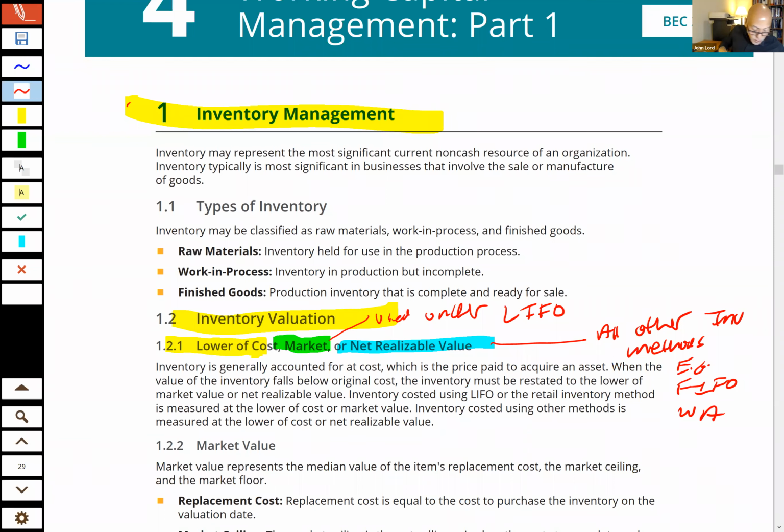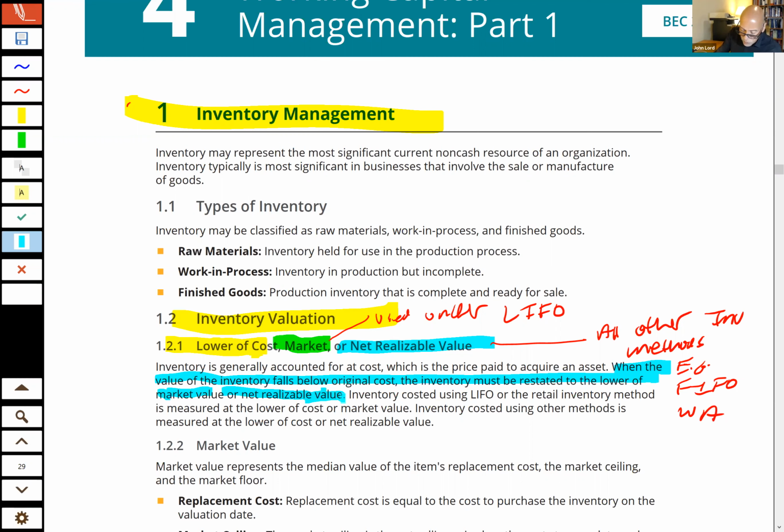So when we take a look, we can see that when the value of inventory falls below original cost, inventory must be restated to the lower of market value or net realizable value. Again, market value for LIFO, net realizable value for all other inventory methods.